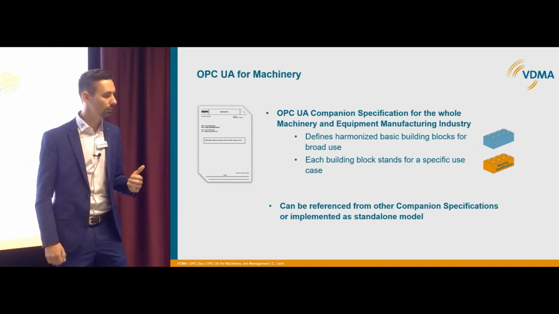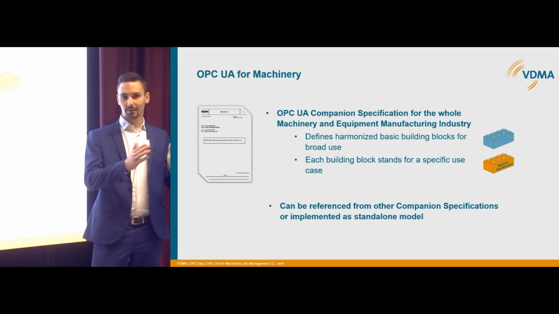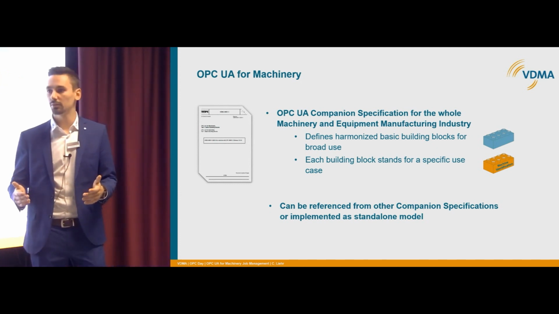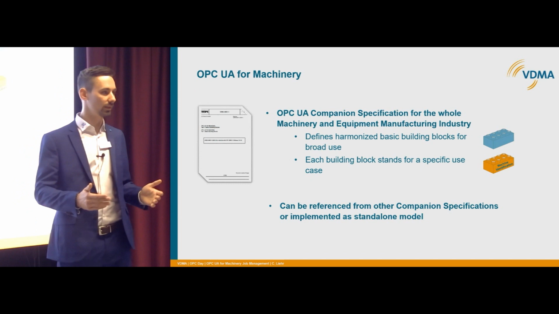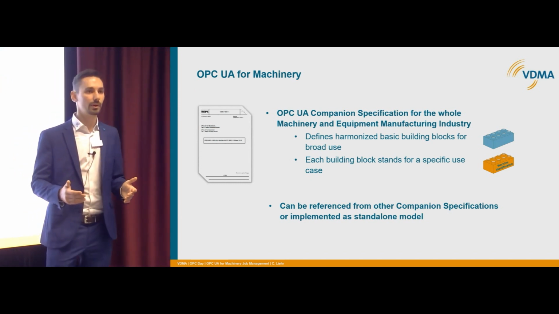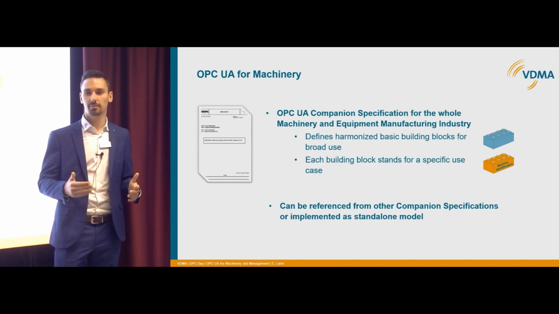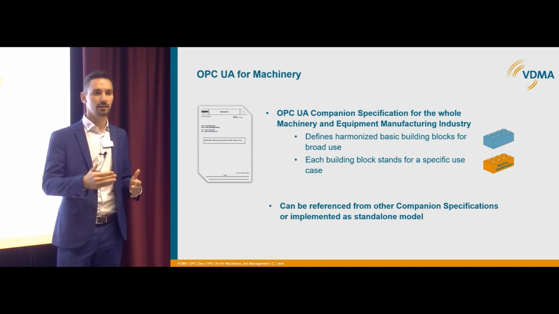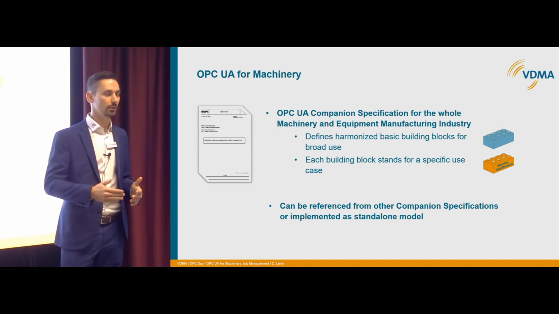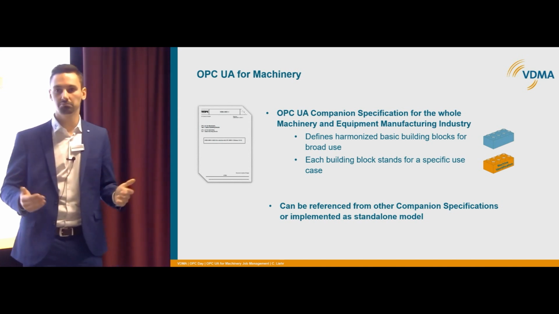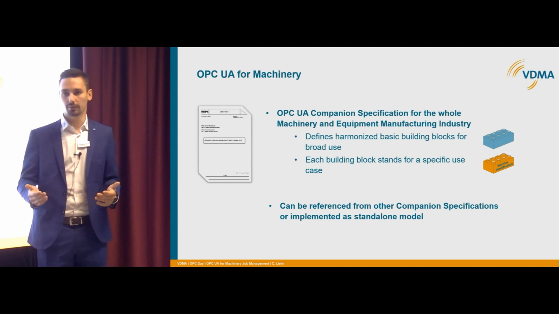One way is to integrate single building blocks into your vendor-specific information model or into your companion specification. Another way is to use the OPC UA for machinery specification as a standalone companion specification, for example, for special machinery that doesn't have a standardized information model or anything like this.